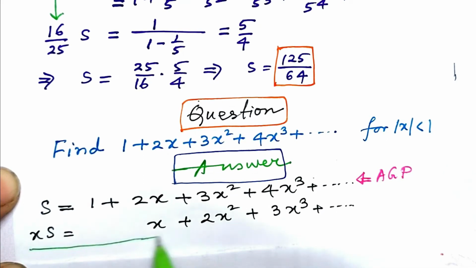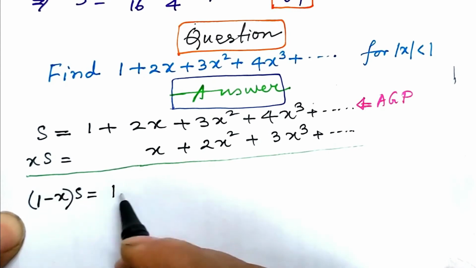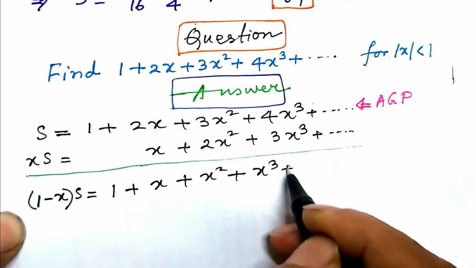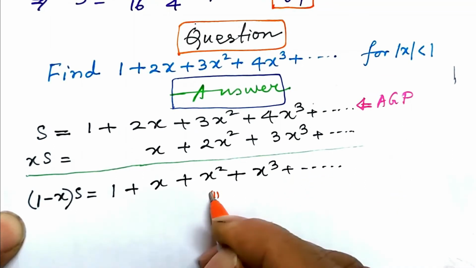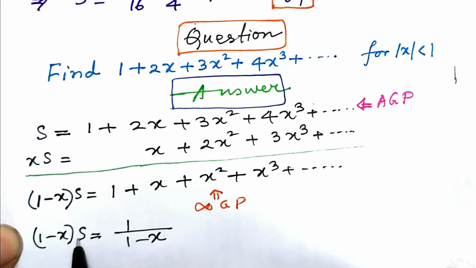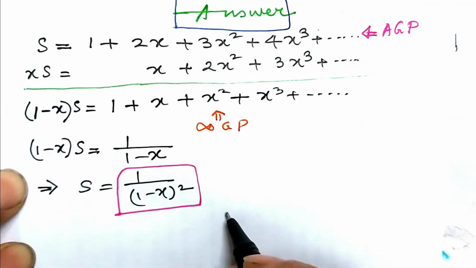Next subtract and we get 1 minus x into S equal to 1 plus x square plus x cubed plus and so on, which is an infinite GP, the sum of which is 1 by 1 minus x. Clearly thus S is 1 by 1 minus x whole square.